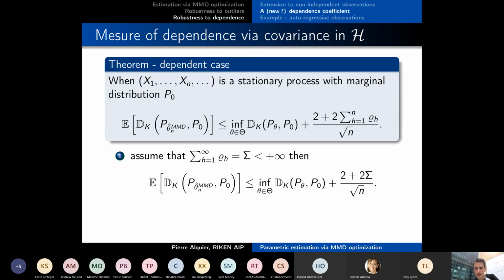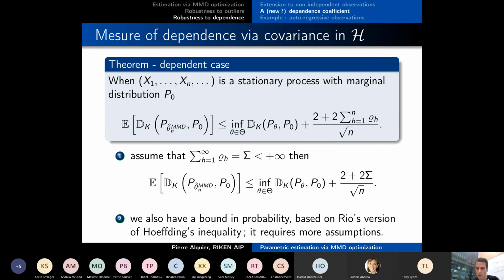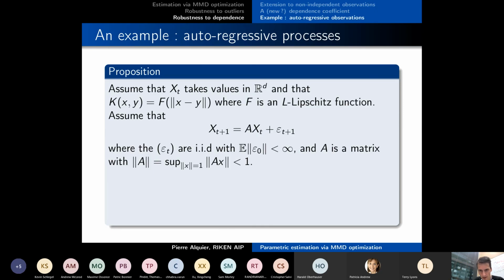Okay, but for example, when the covariances in H are summable, then you obtain something that still converges at the rate square root of n. There are results in probability and not in expectation, but it's just technical. Maybe it's not the most interesting.